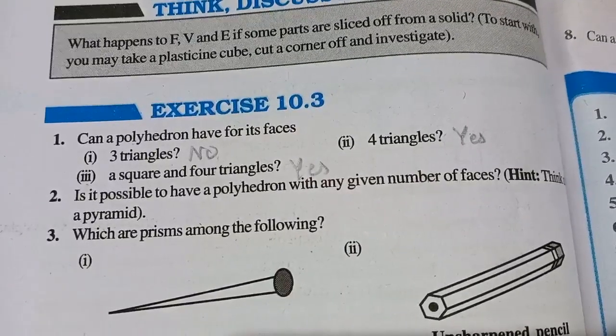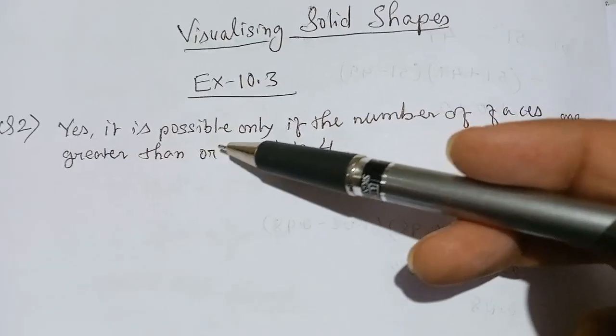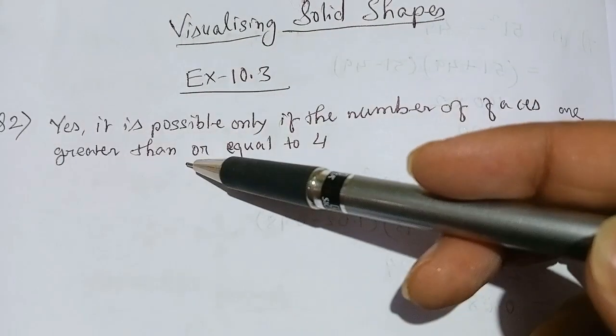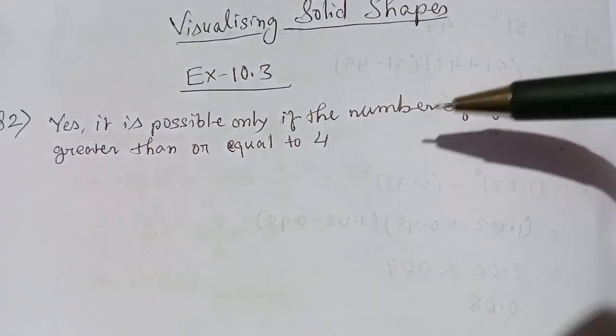So how to write it? Question number 2 answer is yes, it is possible only if the number of faces is greater than or equal to 4. Then only it will be a polyhedron.